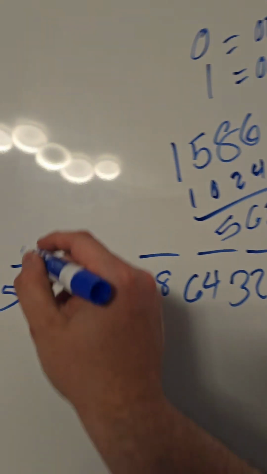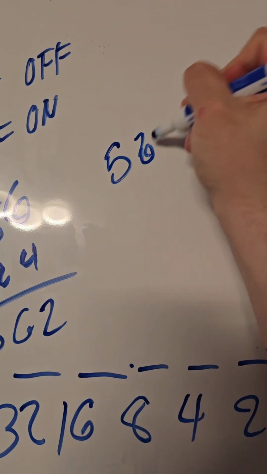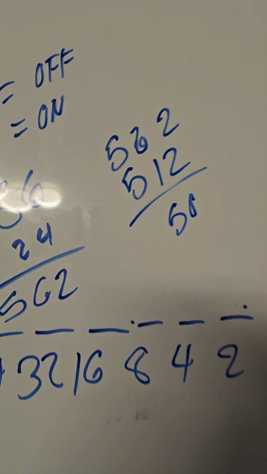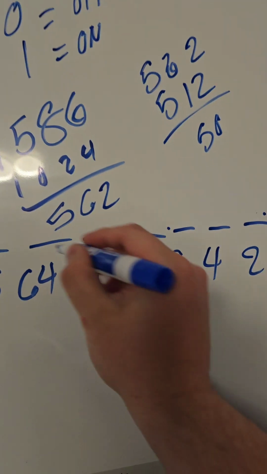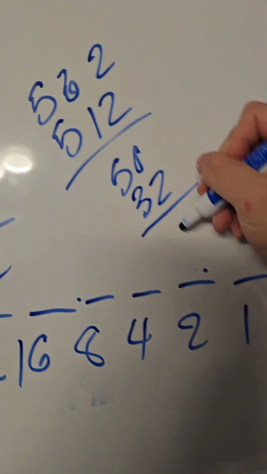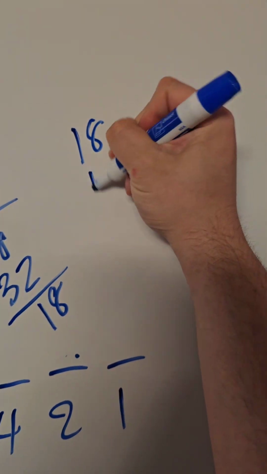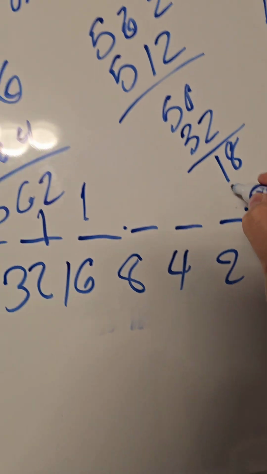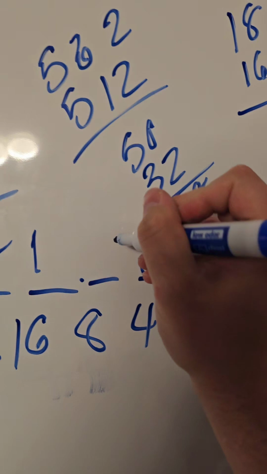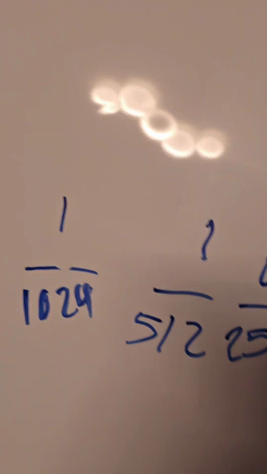Okay, 562, boom, 512. So we'll take 562 minus 512, which will give you 50. Then from there, 50, 32 goes into it, which is 1, 32, that'll give us 18. 16 goes into 18, minus 16, remainder 2, boom, 2. Then all you do is fill in the blanks with 0s.